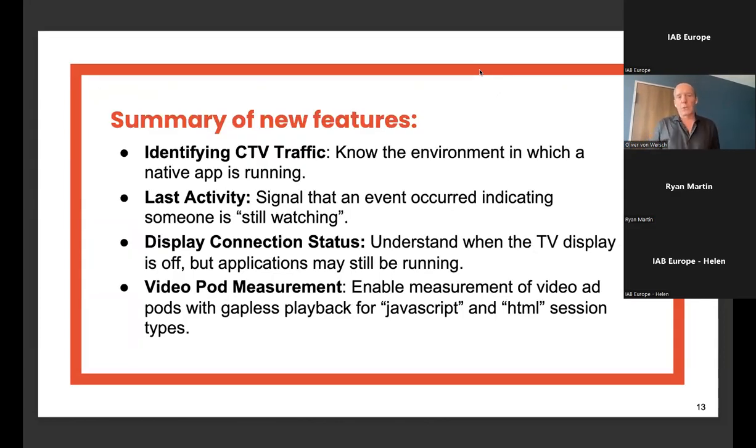Summary of the features we have implemented into Open Measurement SDK: identifying CTV traffic. So we have to know the environment in which a native app is running to accurately measure the traffic. There is an implementation based on the last activity, to read out the signal that an event occurred, indicating someone is still watching, as I just mentioned. So if the screen is turned off, you should obviously stop measuring.